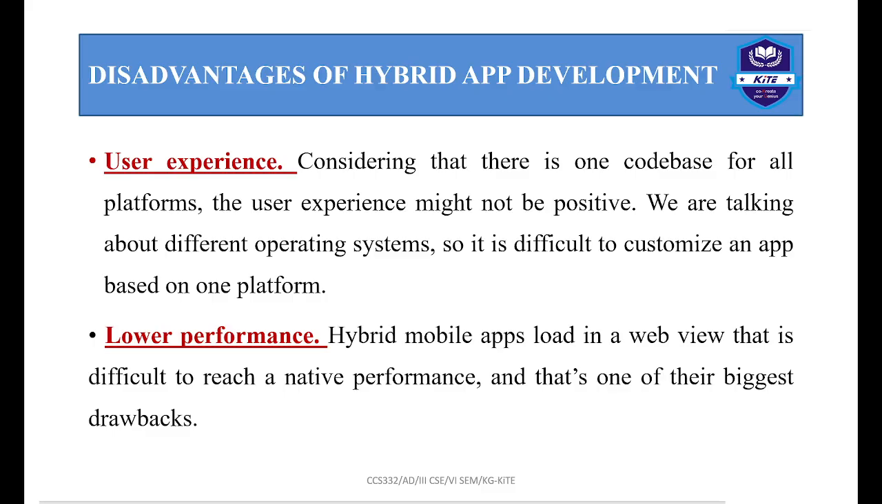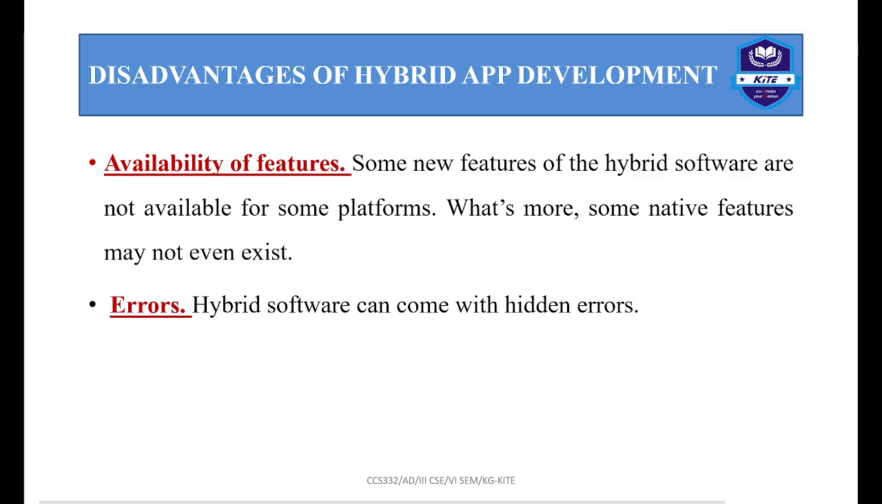So far we have discussed the advantages of hybrid applications. Now we'll see the disadvantages. The first is user experience. Considering that there is one code base for all the platforms, the user experience might not be positive. We are talking about different operating systems, so at times it is very difficult to customize an app based on one platform. Next is lower performance. Hybrid mobile apps load in a web view, so it is difficult to reach native performance. This is one of the biggest drawbacks when compared with native applications.